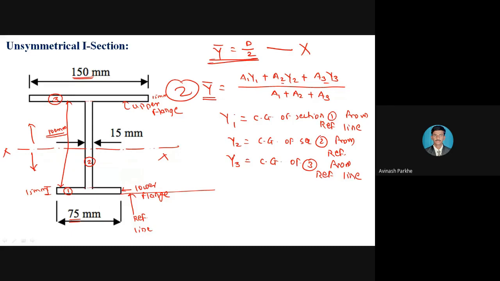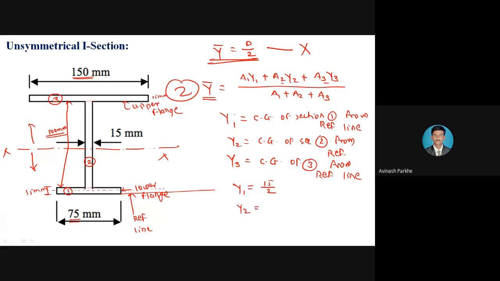See, Y1 means CG of section number 1. ह्या रेफरन्स लाईन पासून ह्या सेक्शन 1 चा सीजी म्हणजे कुठं असणार आहे? बरोबर सेंटरला असणार आहे. तर काय डिस्टन्स येणार सांगा मला? 15/2. Yes, Y1 is equal to 15/2. Getting? Everyone have got? Y1 is equal to CG of the section number 1 from the reference line. Reference line म्हणजे कुठली? बॉटम लाईन. Y1 is equal to 15 divided by 2.